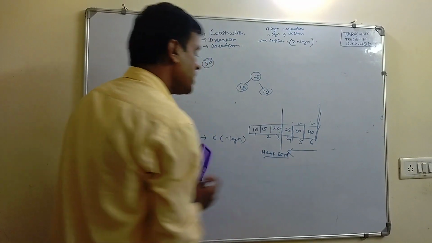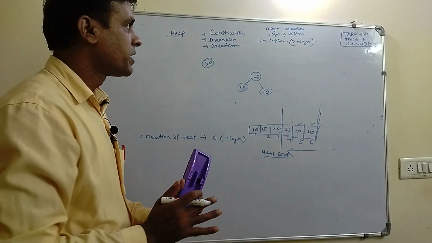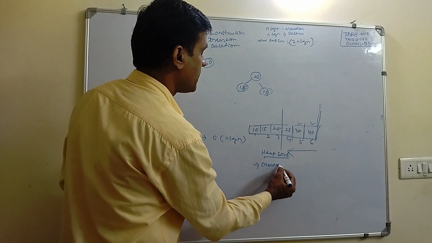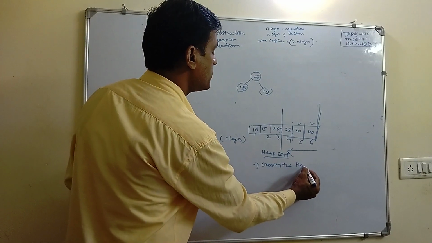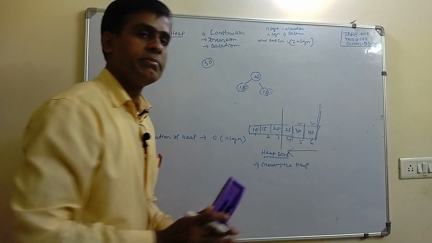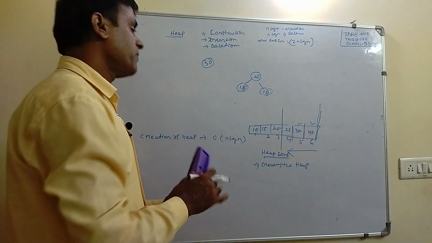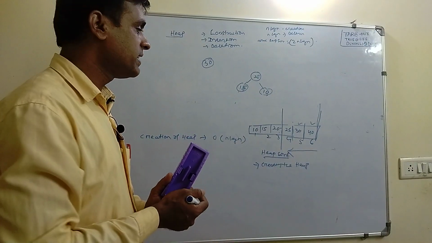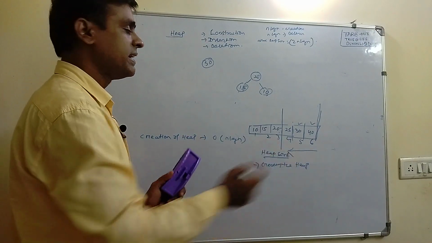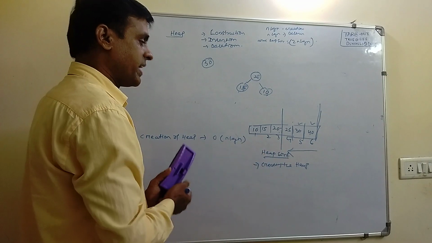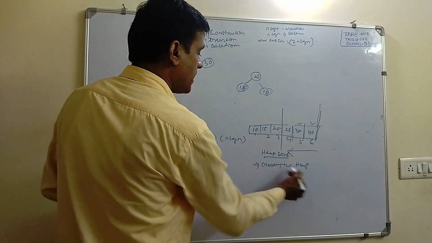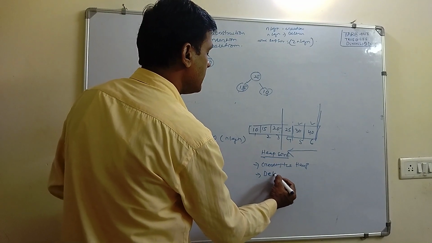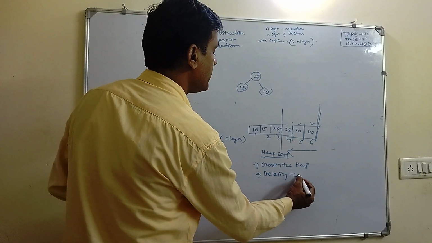So in heap sort, what are we doing? First we are creating the heap, and to sort the elements, either a min heap or a max heap, we have to delete the elements. If it is a max heap, we put them in increasing order. If it is a min heap, we will get a decreasing order of our sorted array. So in heap sort, we are creating the heap, then deleting from the heap.